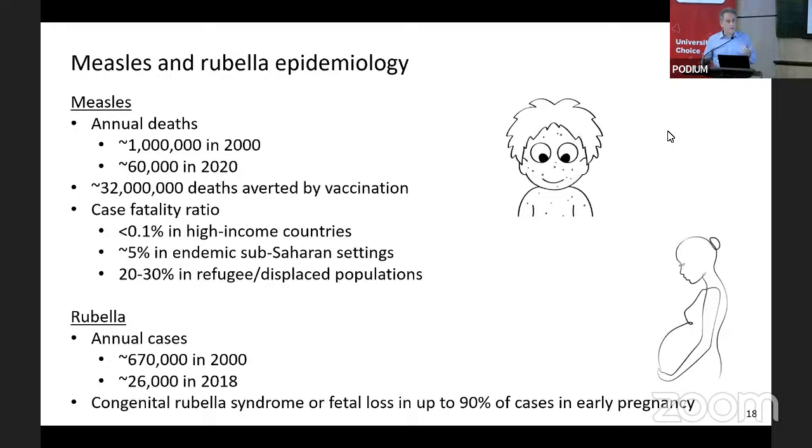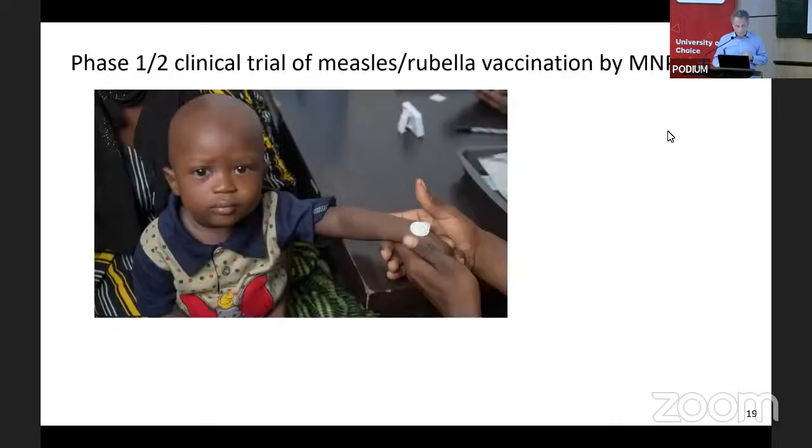Rubella is a similar story. In the campaign to get measles vaccines out, rubella vaccine was given as well. Cases have been brought way down, preventing congenital rubella syndrome. And that's good news, but we're still not at 0. And so the same motivation is there to get these vaccines out.